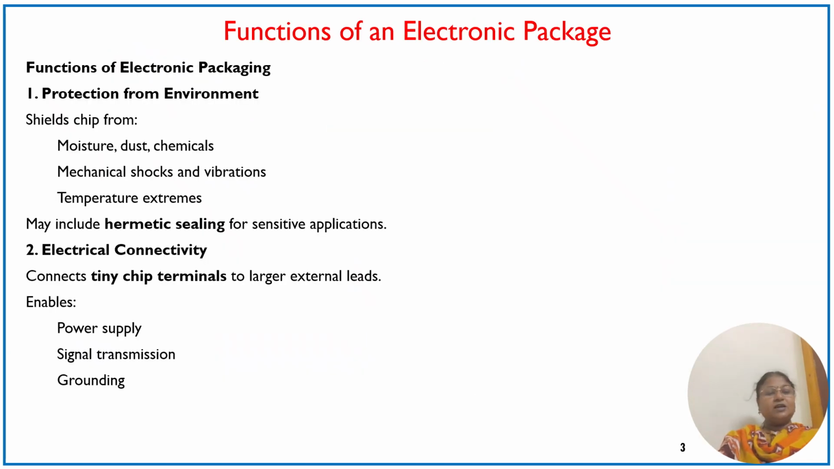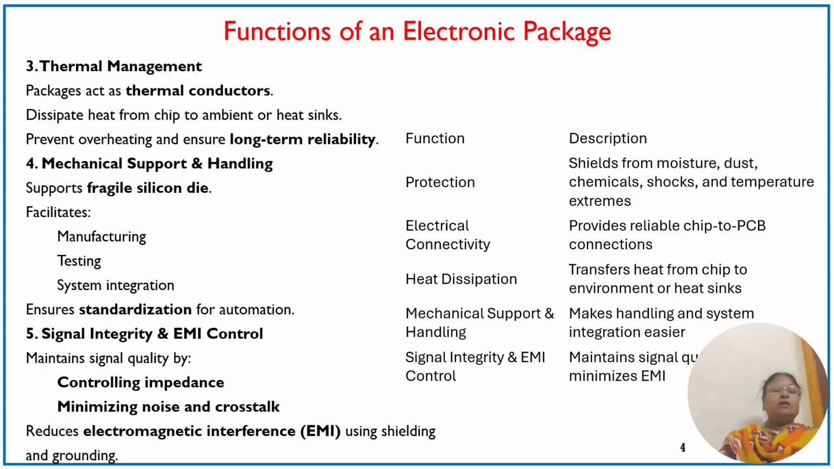Now coming to the functionality, as already mentioned, protection from the environment, from moisture, shocks, and extreme temperatures, and also hermetic sealing, which is a very important type of sealing accomplished for all sensor and sensitive applications. Electrical connectivity by means of tiny chip terminals, power supply, signal transmission with a grounding feature. And coming to thermal management and thermal conductors and overheating, and also the long-term reliability functions. And coming to the mechanical support, how it is fragile and how it is suitable for a silicon die.